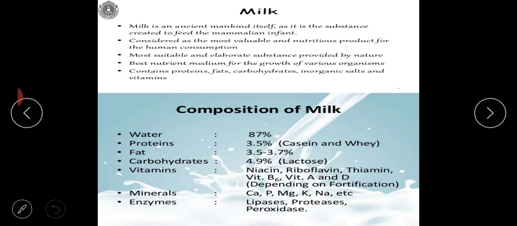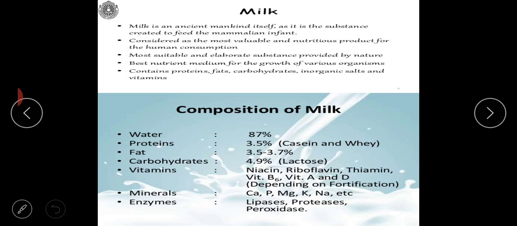Milk industry is as ancient as mankind itself, as it is the substance created to feed mammalian infants. It is considered the most valuable and nutritious product for human consumption. Most suitable and elaborate substance provided by nature. It is the best nutrient medium for the growth of various organisms. It contains proteins, fats, carbohydrates, inorganic salts, and vitamins.